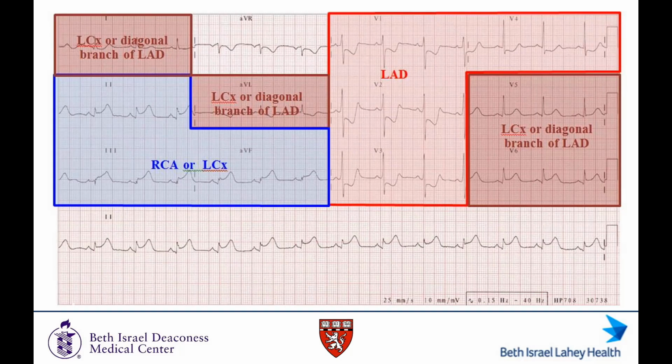Yeah, and I think you're referring to ST elevations here in terms of localizing the territory. Correct. Because to say, these are big ST depressions in V1 and V2 here. So the deep ST depressions with the concurrent ST elevations over here and over here would actually suggest non-LAD territory, which we'll get to.